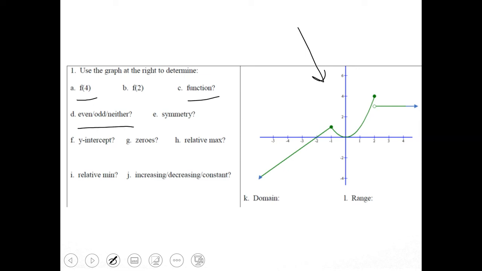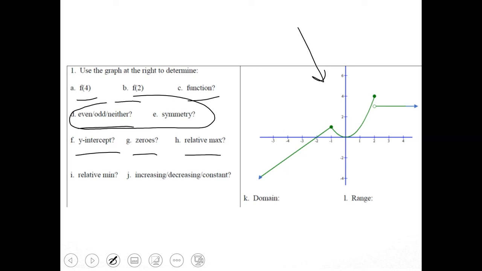Because there are no equations, when I'm asking you for even, odd, or neither, your best bet is to use whether or not it has any symmetry. Remember, functions that are even always have y-axis symmetry. Functions that are odd always have origin symmetry. And then if it's neither, it's neither. Y-intercept, at most there can be 1. Zeros, another word for 0, are x-intercepts or roots. They all mean the same thing, and you can have as many x-intercepts as you want.